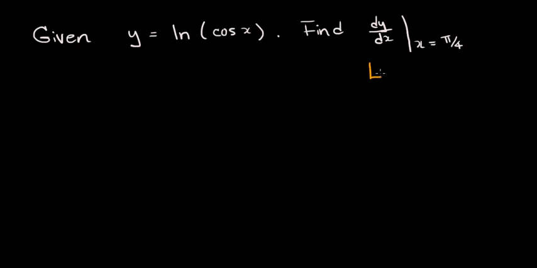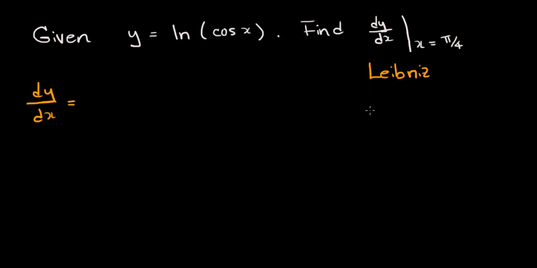Remember, that is L-E-I-B-N-I-Z. He's a famous German philosopher and mathematician. And this is the notation he opted to use with derivatives. So dy over dx is going to be the derivative of the outer function, which is the derivative of the natural log, multiplied by the derivative of the inner function, which is cos of x.